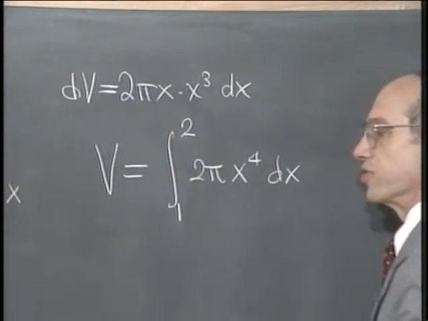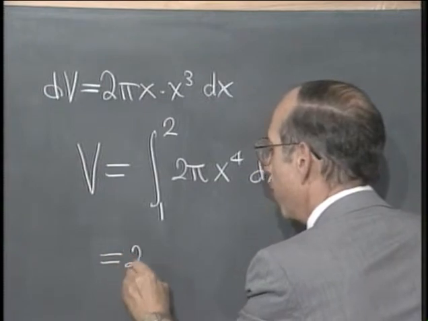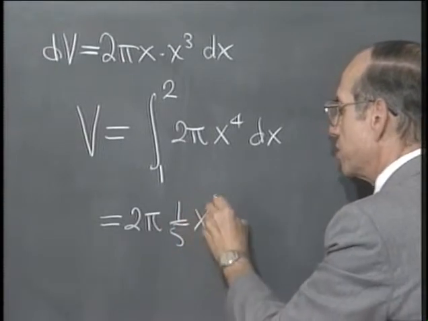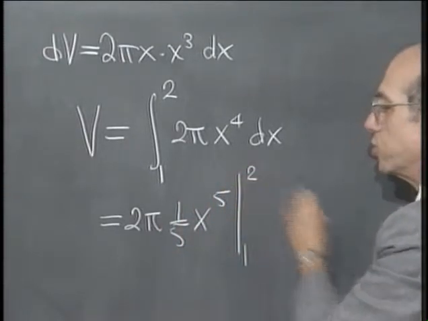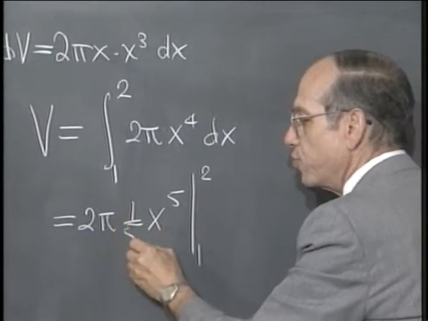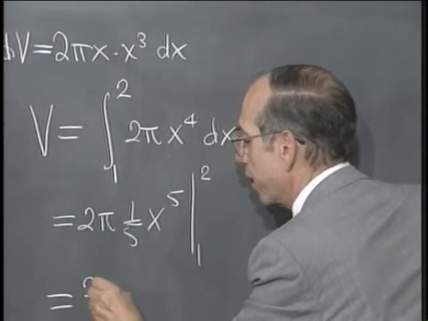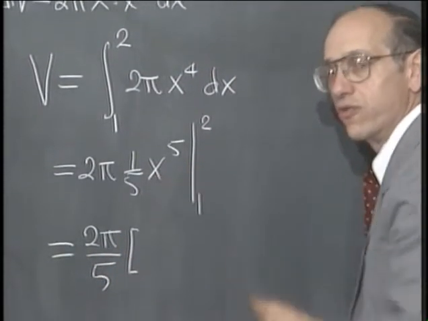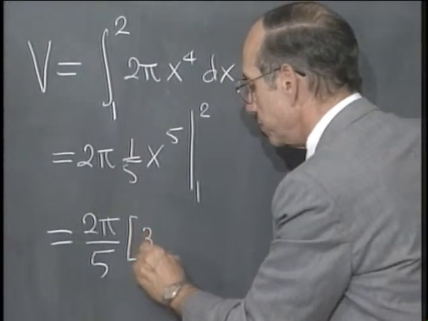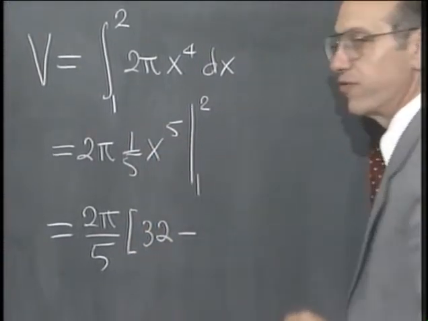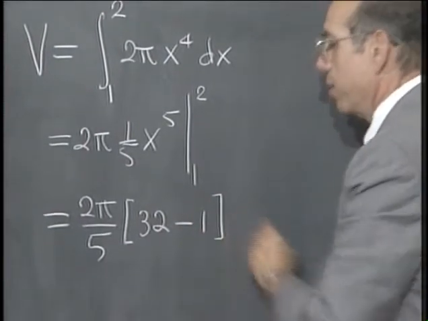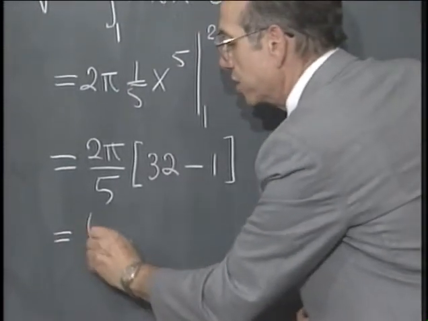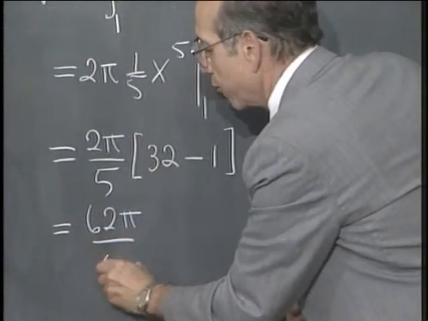Now this is a nice simple integral which we can do quickly. This is 2 pi times the antiderivative of x to the fourth, which is 1/5 of x to the fifth, and we evaluate from 1 to 2. All right, we'll factor out the 2 pi over 5. So this is 2 pi over 5 times, we evaluate at the upper limit, that's 2 to the 5th. 2 to the 5th we know is 32, minus 1 to the 5th at the lower limit, which is 1. 32 minus 1 is 31. So we have 2 pi times 31, that's 62 pi over 5.